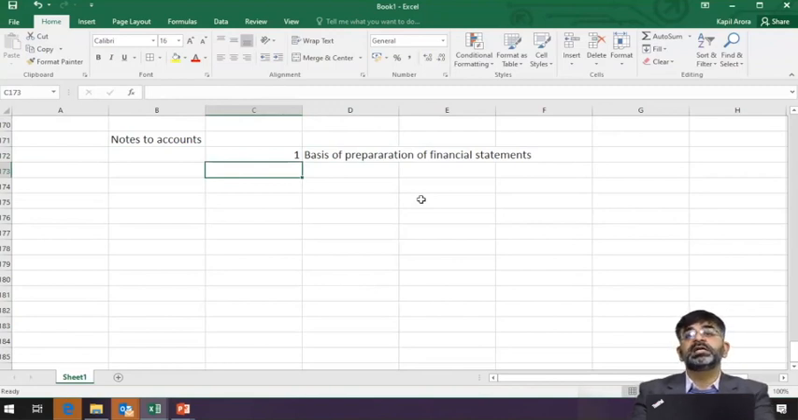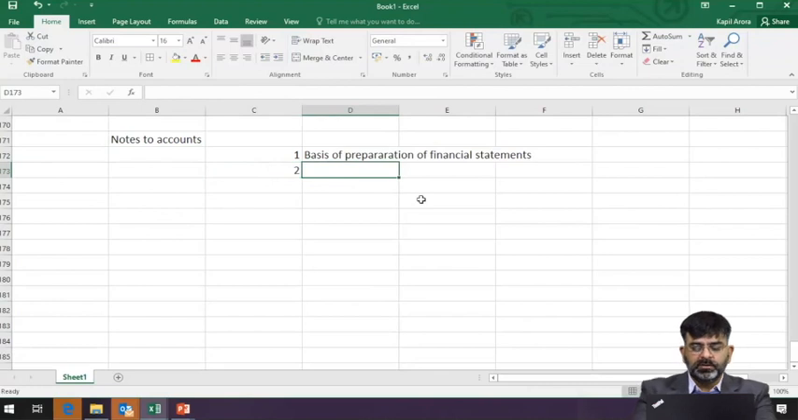It means which accounting standard we are following. Are we following IFRS? Are we following Singapore financial reporting standards? Are we following the Australian financial reporting standards? Or are we following US GAAP or Ind AS or whatever it would be? Right? So the first note is the basis of preparation of financial statements. The second note talks about significant, or I would say the accounting policies of the company.